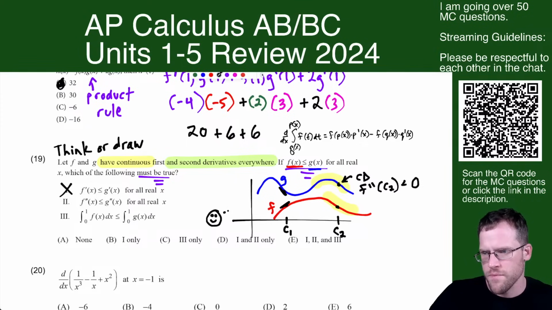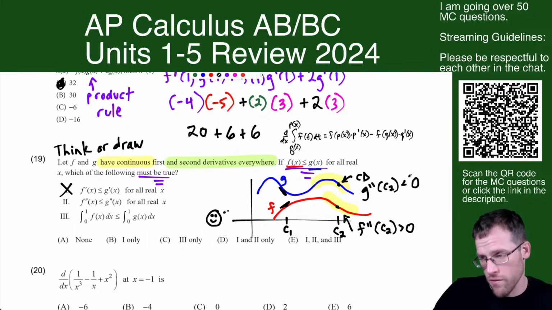So you see here, oh, wait a minute. I should have said g double prime. Sorry. g double prime of c2 is negative, and f, in red, double prime of c2 is positive. So you see that contradicts this. A positive would not be less than or equal to a negative. So it's either none or 3 only.